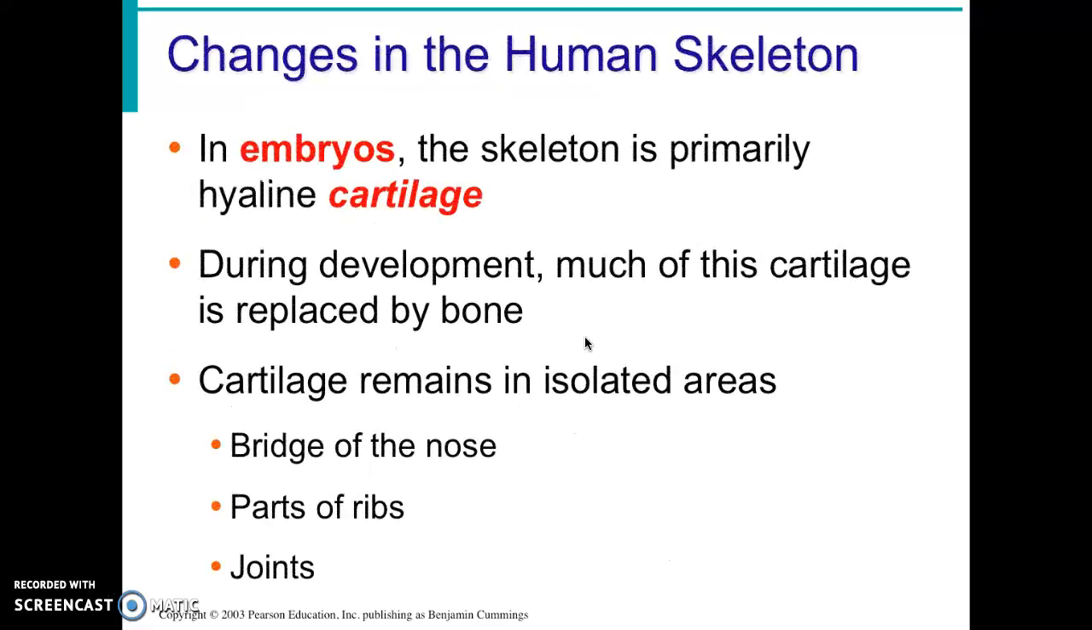Changes in the human skeleton. In embryos, the skeleton is primarily hyaline cartilage. During development, much of this cartilage is replaced by bone. Cartilage remains in isolated areas, such as the bridge of your nose, parts of your ribs, and in some of your joints.